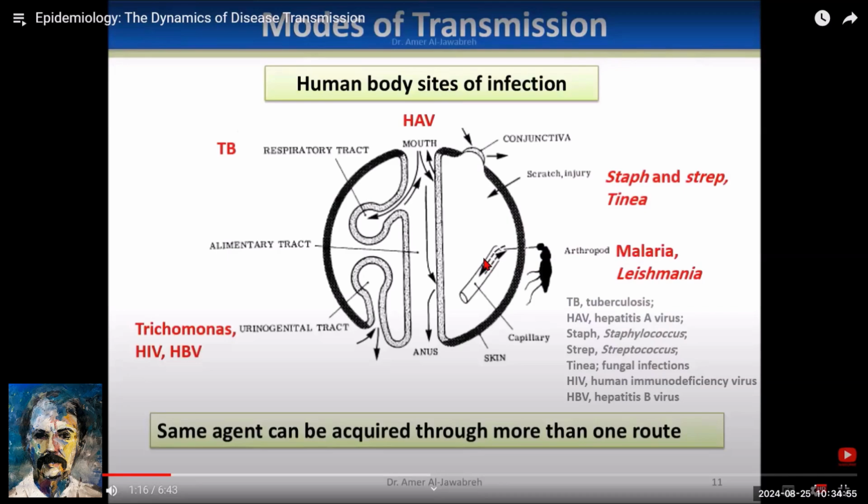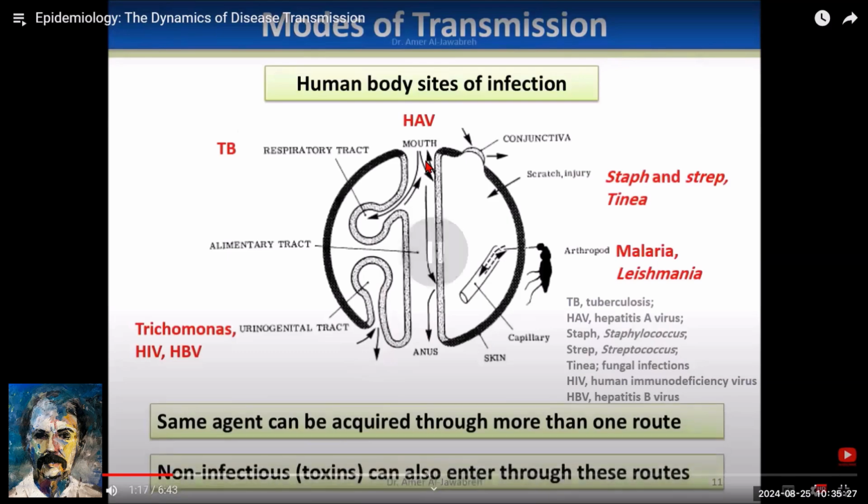Yes. Also, you can get through the respiratory tract, TB, tuberculosis, inhaling. You inhale, and things go inside you, and you develop tuberculosis. Sexually transmitted disease: trichomonas, HIV, hepatitis B, syphilis, gonorrhea, and these are the main ones. So you can have the same agent, but getting in by more than one route. And also on the other side, one route can let in more than one bacteria or organism at the same time.